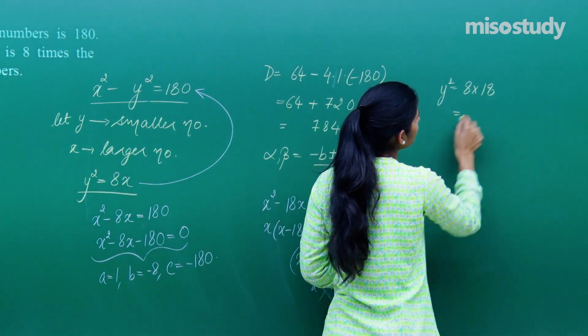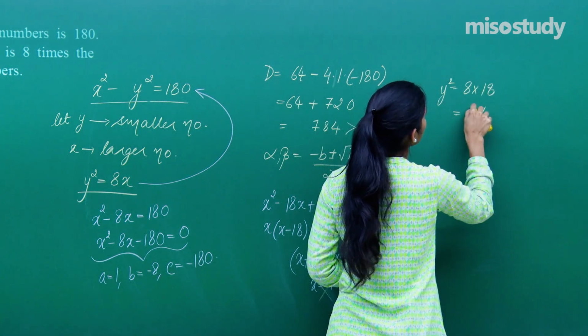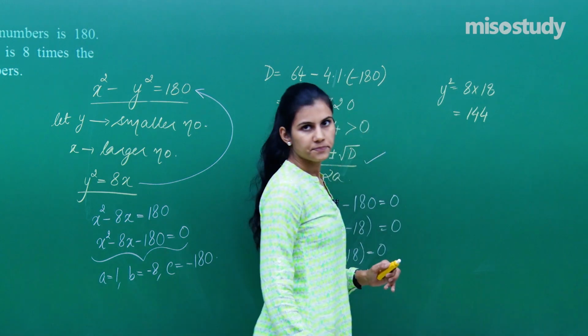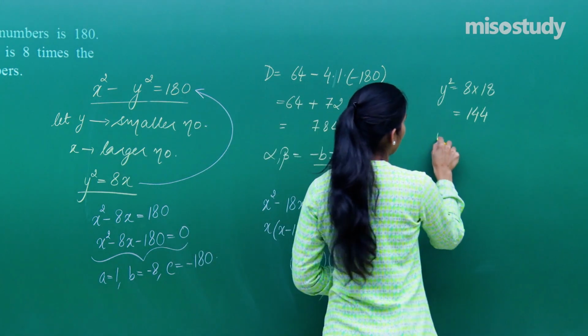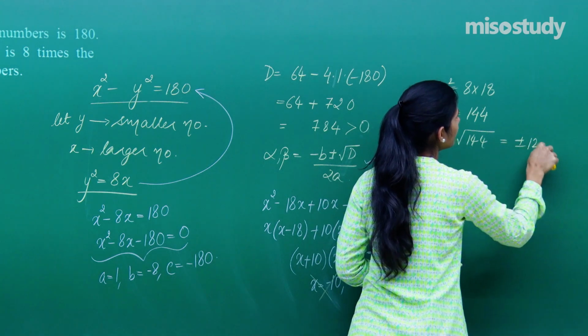Y square is 8 into 18. This gives me what? 144. So y is square root of 144, which is plus minus 12.